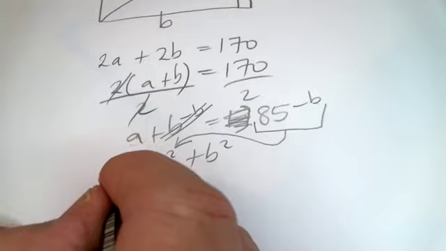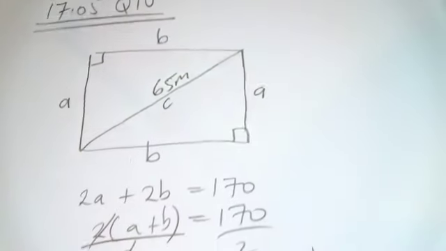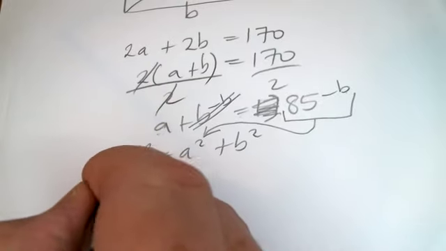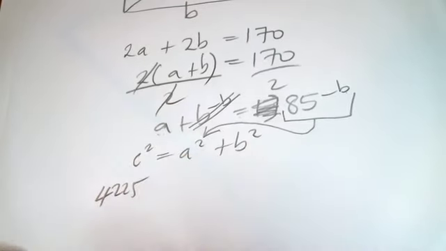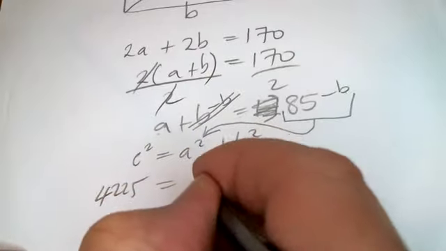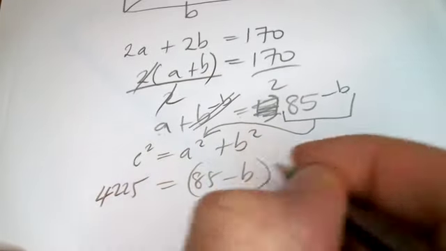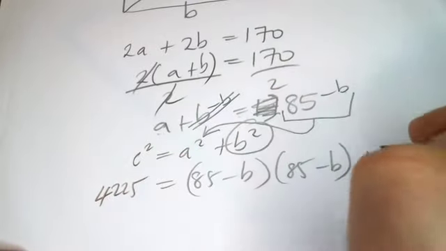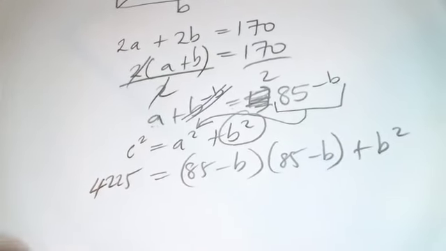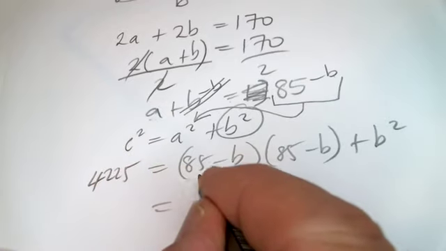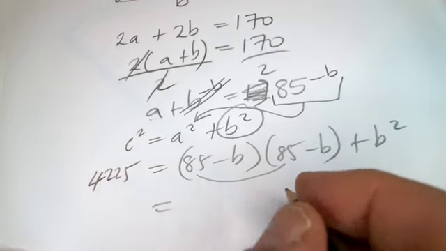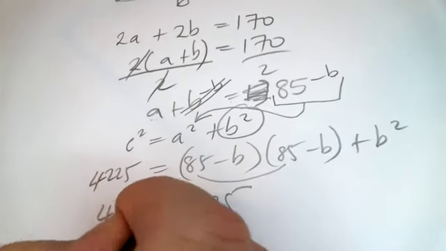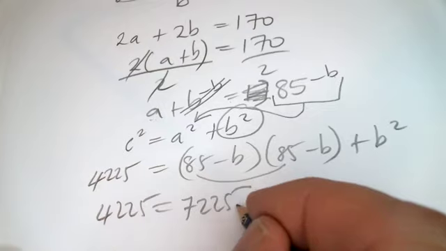Also, we know that c squared, well, 65 squared, using the plus 1 method, is 65 times 65, which is 4,225, is equal to a squared, which is 85 minus b, times 85 minus b, and then on the end, we've got plus b squared. Now, this is nice and simple, because we know that 85 times 85, using the plus 1 method, would be 7,225. So I've got 4,225 is equal to 7,225.